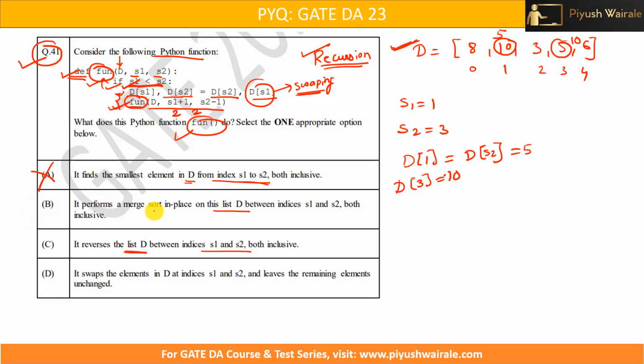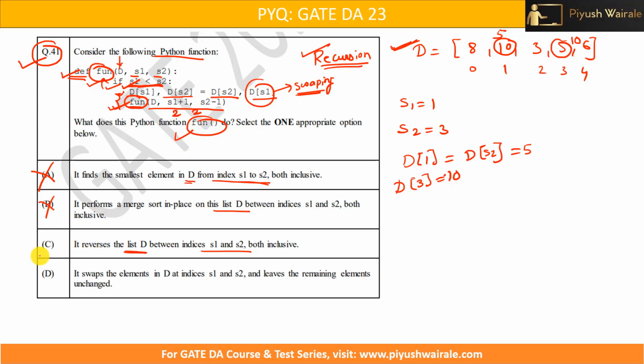It performs a merge sort in place on this list D between indices S1 and S2, both inclusive. Also, sorting is not taking place, right? Because we are not comparing the elements, we are comparing the indices. So option B is not true.